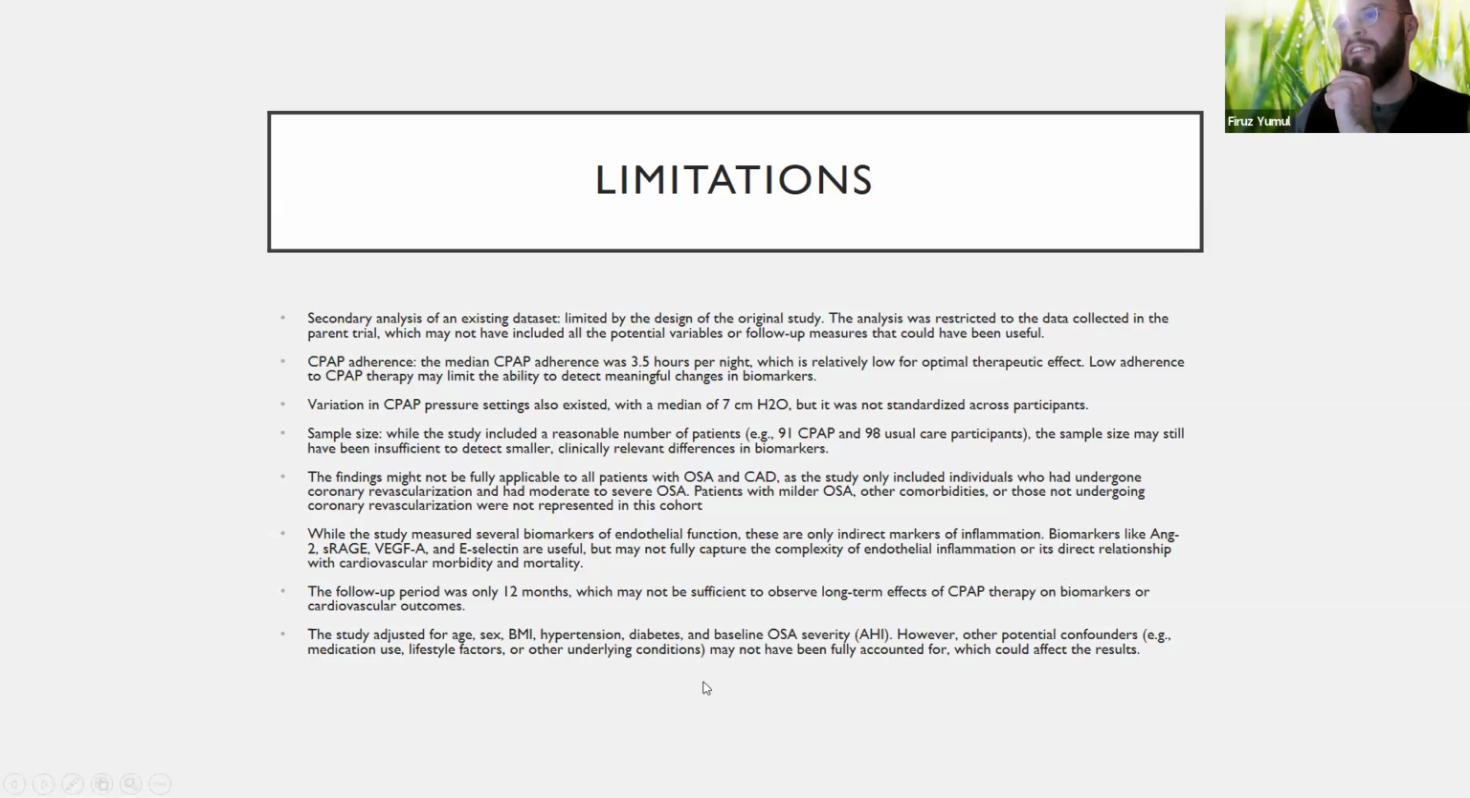I did write a little more here. And the science behind the biomarkers and how they actually may harm versus benefit patients with coronary artery disease is also to be studied a little further, because I don't think we're still able to understand the complexity of endothelial inflammation. And this is just based off of prior research.